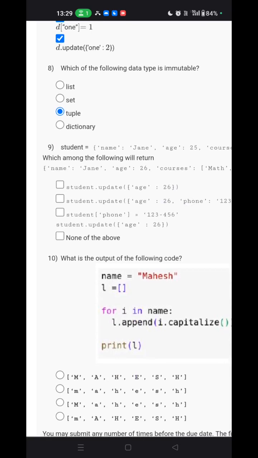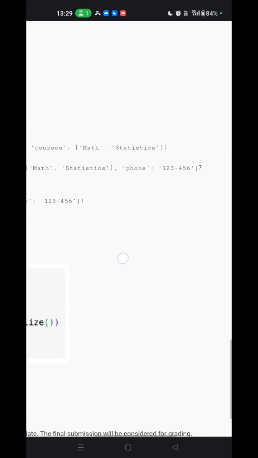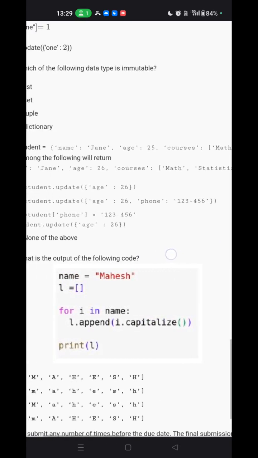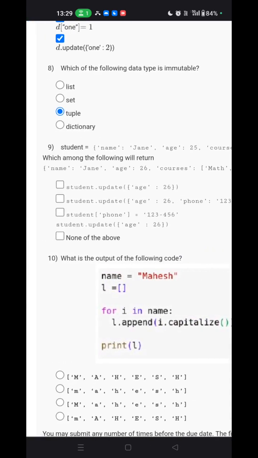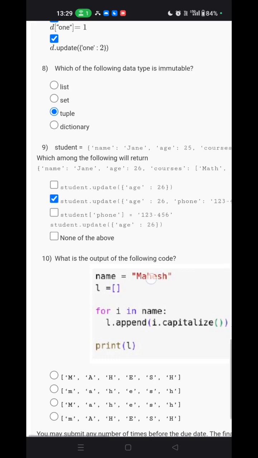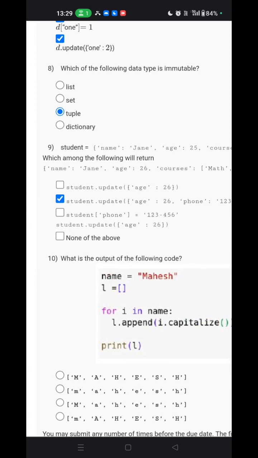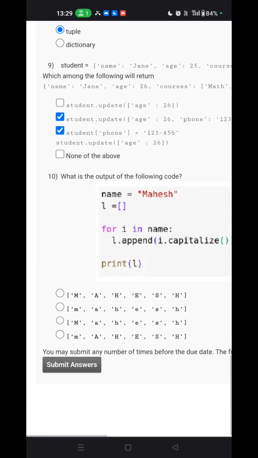And now this is very common question. You have to add a phone number and age. Okay, so very simple question. You can see here question number 2, age you are adding and phone you are adding, updating. And here also student phone you are adding and update you are adding, updating. So in this Mahesh, capitalize, you have to capital all the value. Very simple. This question number 1 done, answer.